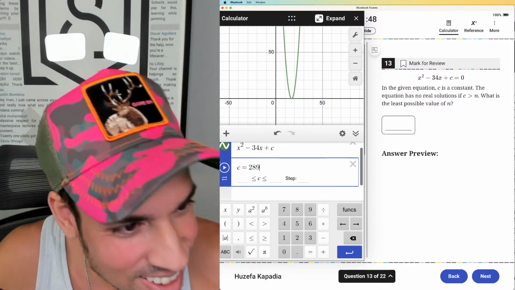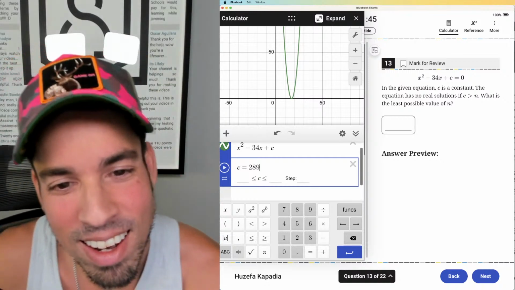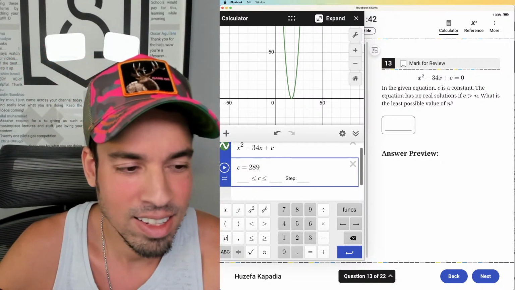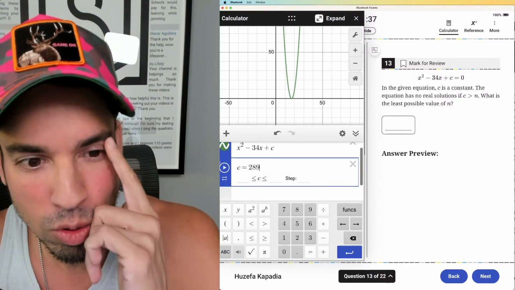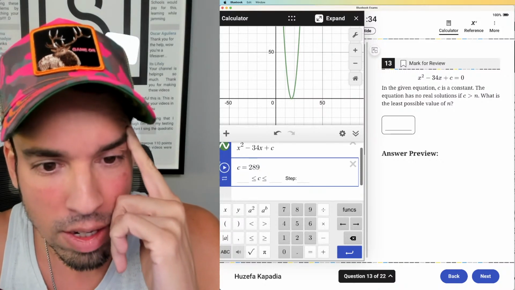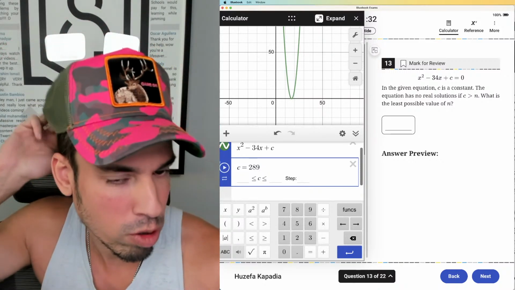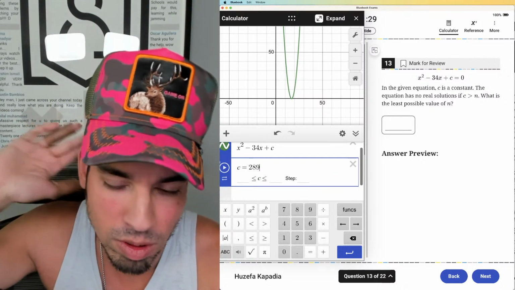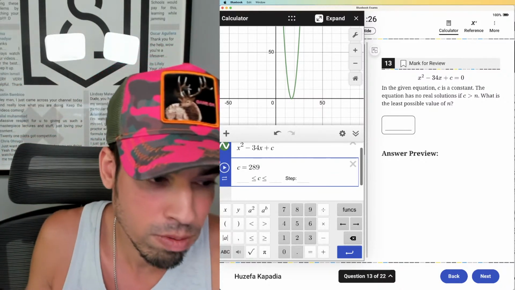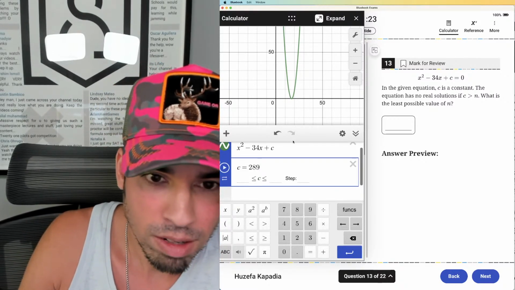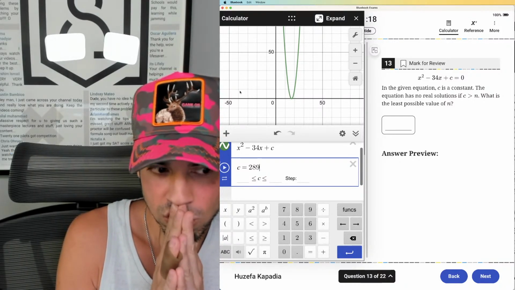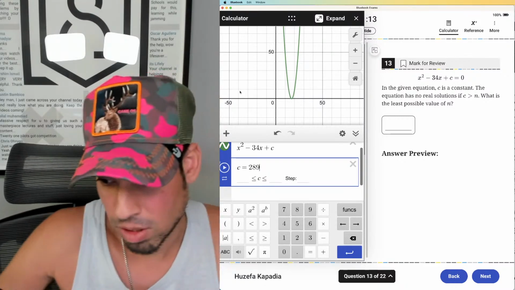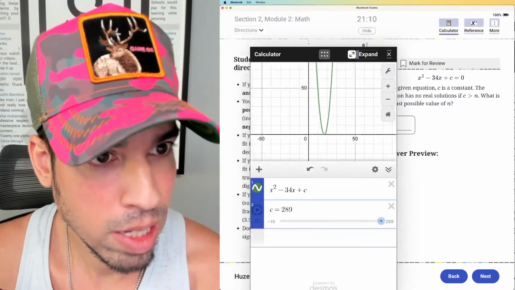290. 289. It's somewhere between there. Yeah, I don't think we could do this, because usually what you'd do is use the discriminant and set it less than 0. So it's -34 squared minus 4 times 1 times c, less than 0, negative. And then you'd solve, but I feel like we're gonna have to leave it. Wait, let me think. Is there a way we can do this? I don't think so. I think we're gonna have to leave it blank.